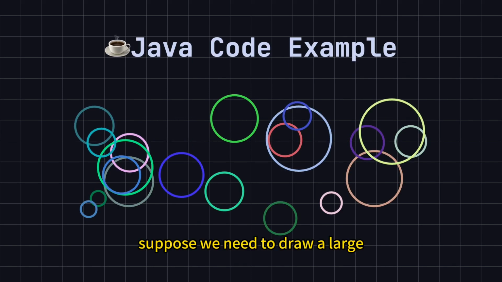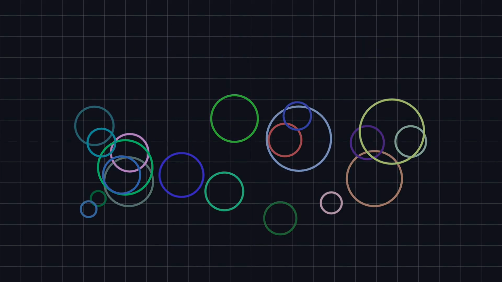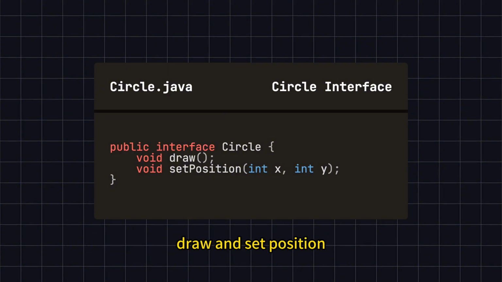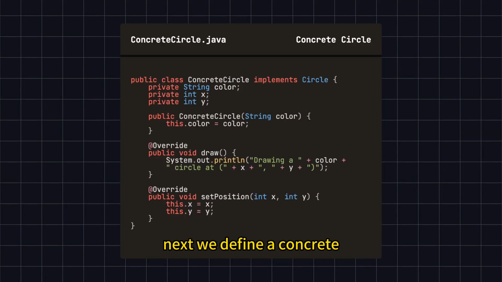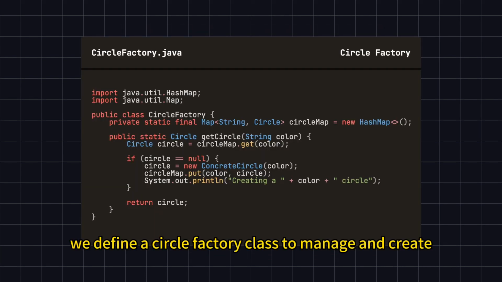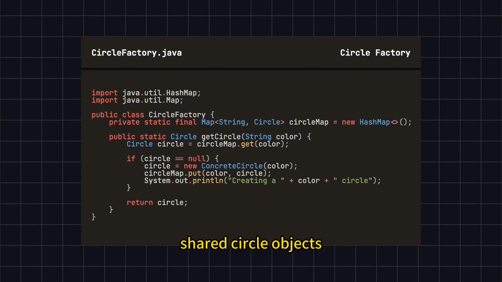Suppose we need to draw a large number of circles on the screen. First, we define a circle interface with two methods, draw and set position. Next, we define a concrete circle class that implements the circle interface. Then, we define a circle factory class to manage and create shared circle objects.